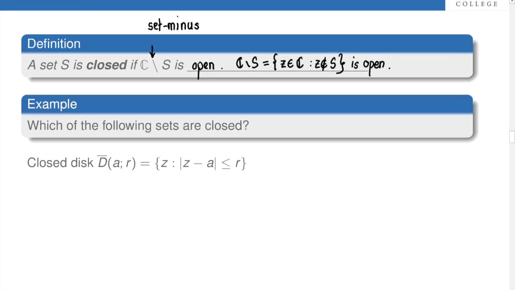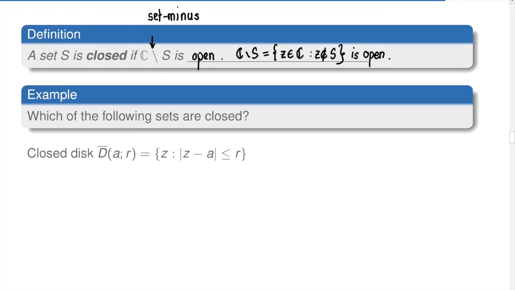All right, so what we're going to do is look at the following example. We are going to try to determine if the closed disk, I don't know why I switched into K here, so the closed disk, is closed or not. That's the question we're trying to answer here.